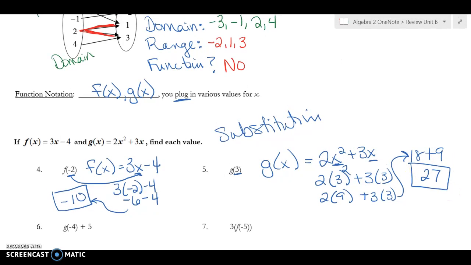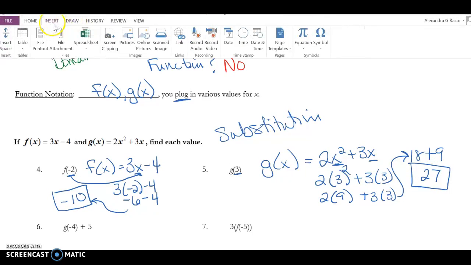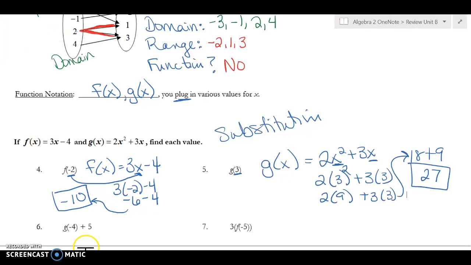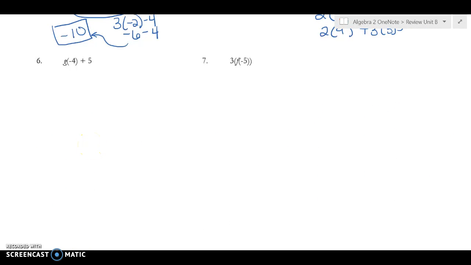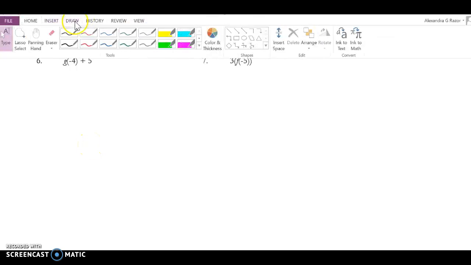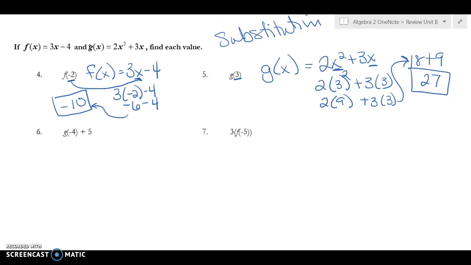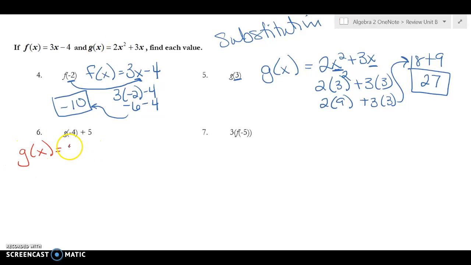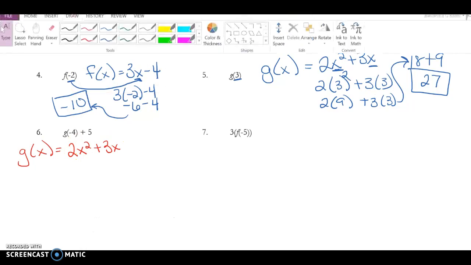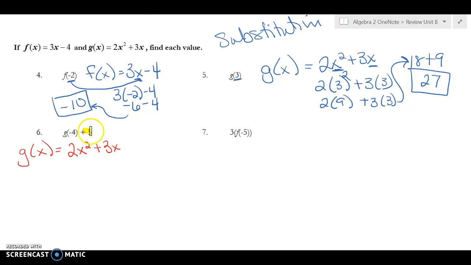All right, on 6 and 7, you'll notice that there's stuff on the outside. And what you do when there's stuff on the outside is you just focus on the inside first. So again, it's the g function. So I'm going to write my g function. And I'm going to highlight this thing, so I'm going to come back for it. Right? I'm not going to do anything with it now.